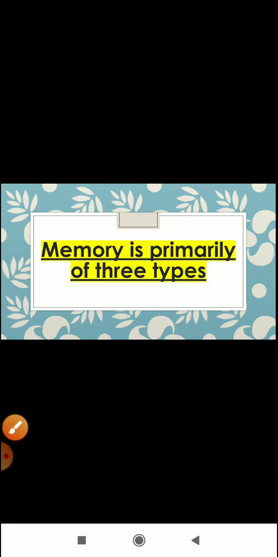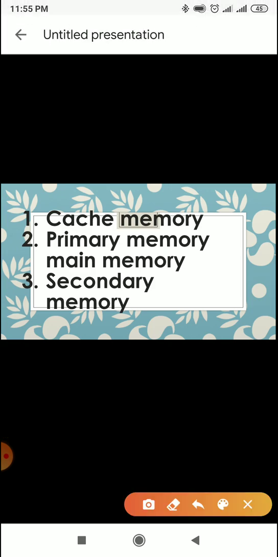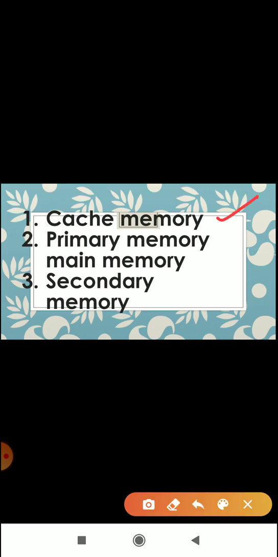Now next is types of memory. Memory is primarily of 3 types. First one, cache memory. Second one, primary memory or main memory. We can also call the primary memory as main memory. And the last one is secondary memory. Now in detail we will discuss all 3 of them.